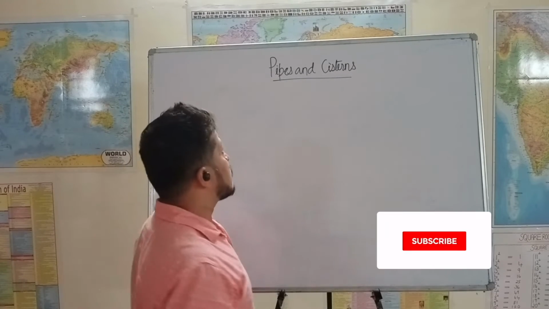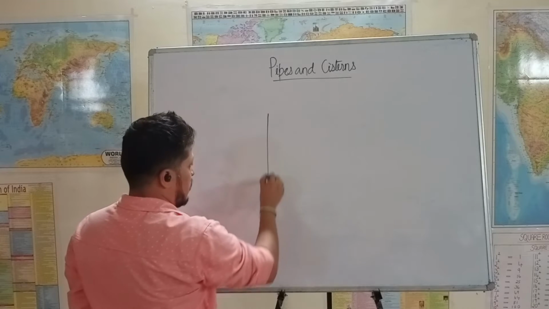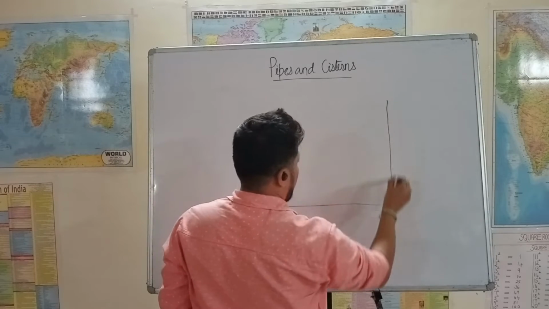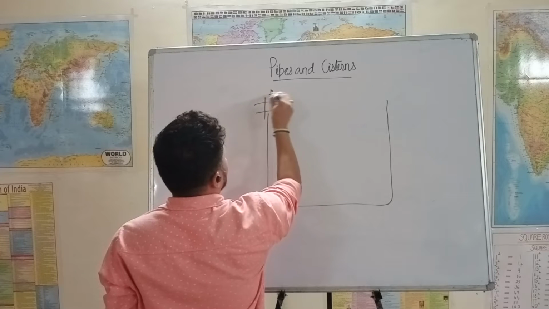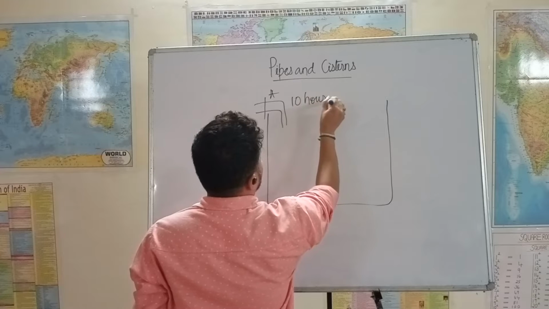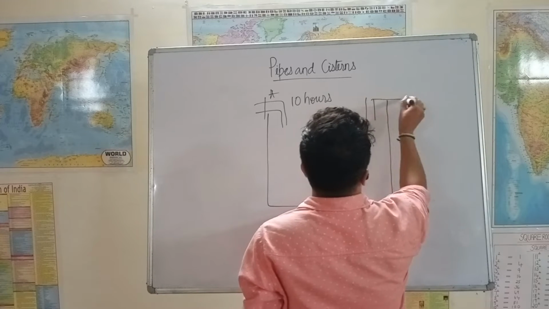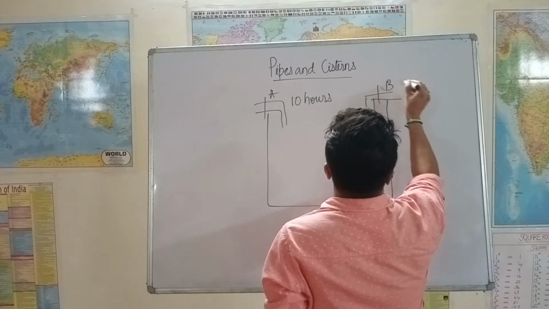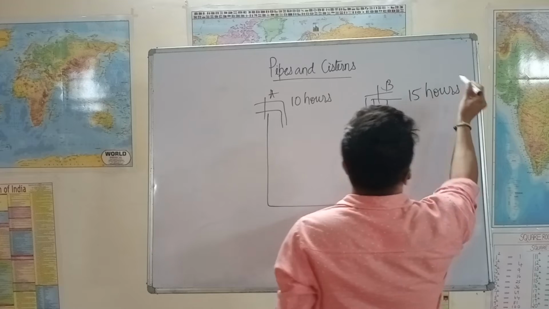Fine. Let's learn about pipes and systems. See, let's say there is a pipe A that fills the tank in 10 hours. And let's say there is a pipe B which fills the tank in 15 hours individually.